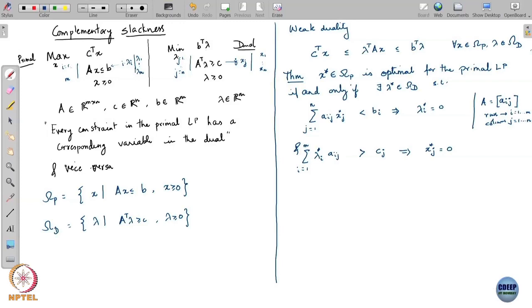That means, whenever the ith constraint in the primal LP holds with strict inequality, the corresponding dual variable must be 0. And whenever the jth constraint in the dual LP holds with strict inequality, the corresponding dual variable of the dual, which means the primal variable x star j, must be equal to 0. Okay, so this is what is called complementary slackness.